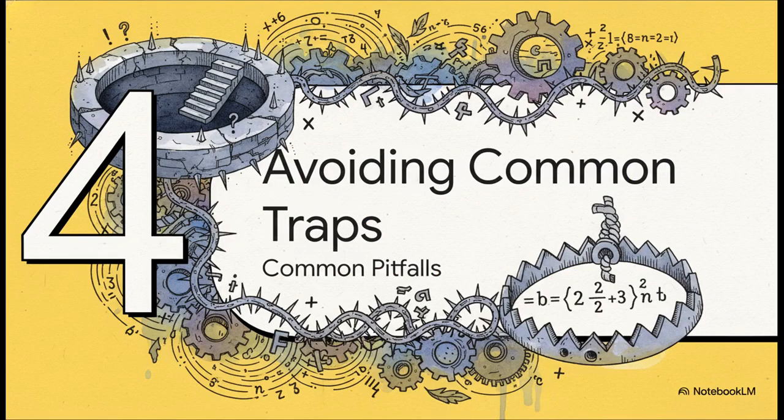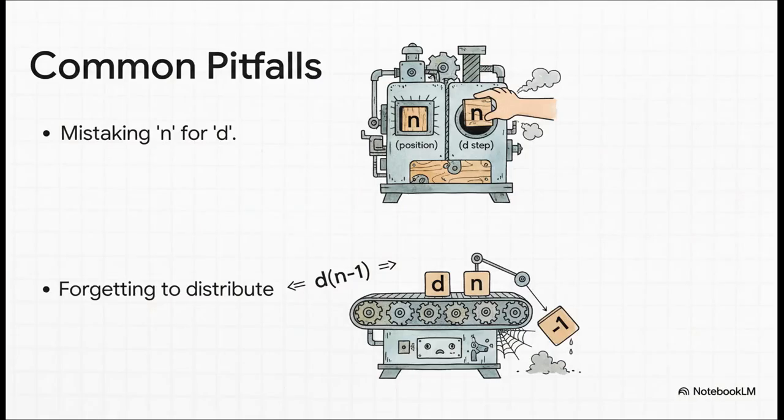Now, using the formula is one thing, but knowing where the hidden traps are is just as important, right? So let's go over a couple of the most common pitfalls that can catch you off guard. Here are the 2 big ones. First, people accidentally mix up n and d when they're plugging numbers in. Just remember, n is the position in line, d is the step size. The second one? Forgetting to distribute correctly. This is huge, especially when you have a negative d. You have to make sure you multiply it by both things in the parentheses. It's such an easy mistake to make, so watch out for it.